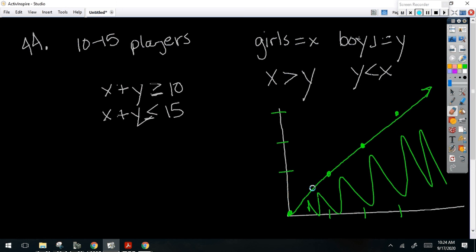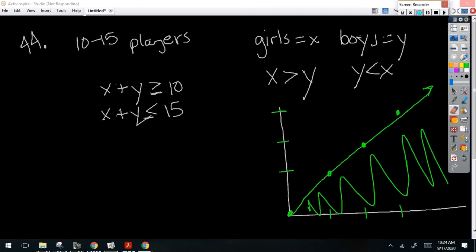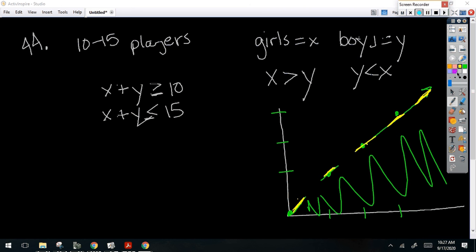And so just to list some combinations, anything in orange would work. Remember, I have gone by fives. So 10 girls and 1 boy. Right? 10 girls and 2 boys. 11 girls and 1 boy. Anything in that orange area will work. Does that make sense to you?